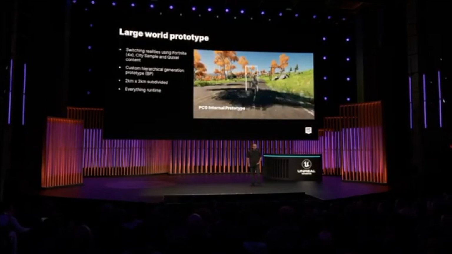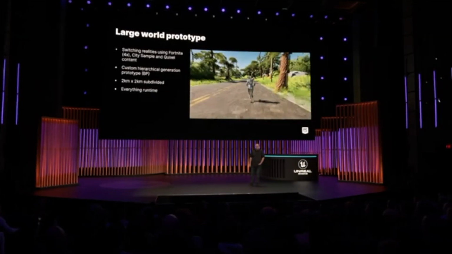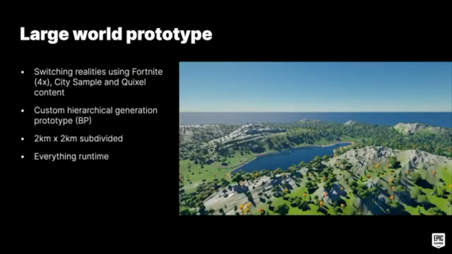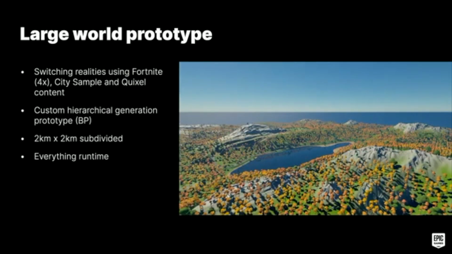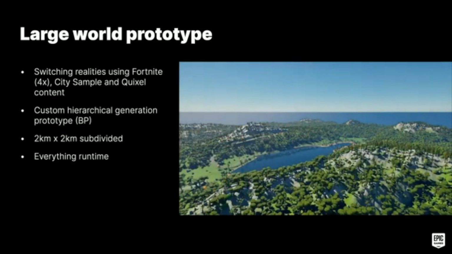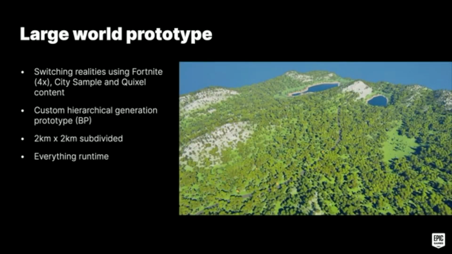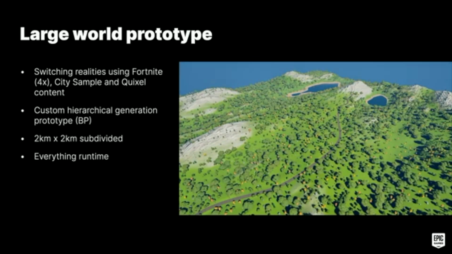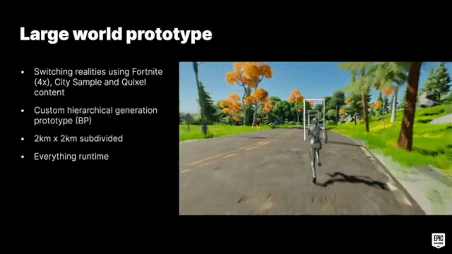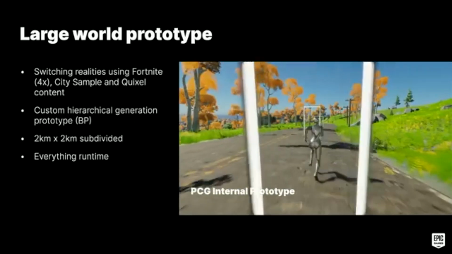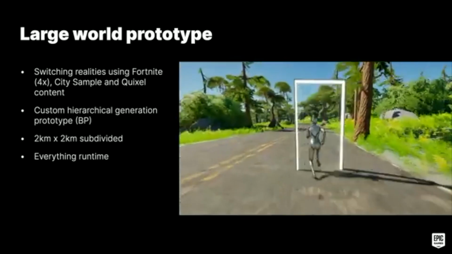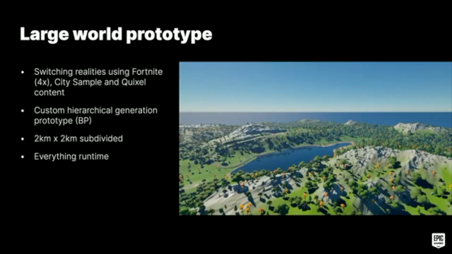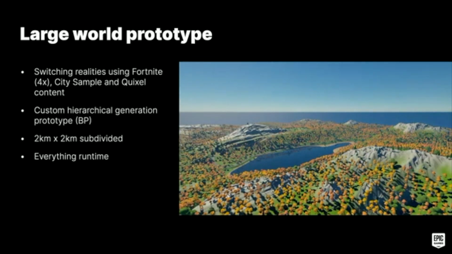Next, we wanted to attack scale and speed in a much higher density in a large world. The demo was about switching realities using Fortnite, City Sample, and Quixel content. Here in the video, you can see the Fortnite variants being generated live during gameplay. It is made of a single PCG rule with 4 different presets. And they're applied when the player goes through those portals.